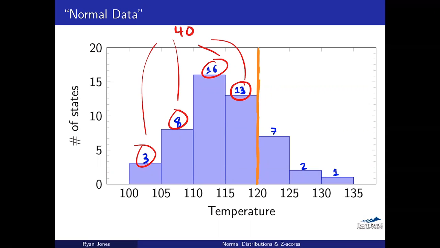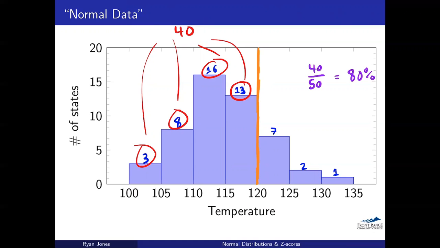Well, you could do one of two things next. You could say, well, there are 50 states that we considered, or, if maybe you forget there were exactly 50 states, or you forget how many data points you have, you say, hey, look, here's the 7, 2, and 1. 7 plus 2 plus 1 is 10. There's the remaining 10. So 40 out of 50 are to the left of 120. And you'll notice this is equal to exactly 80% right there. So what we could say is the number of states that have a high temperature less than 120 is exactly 80%.